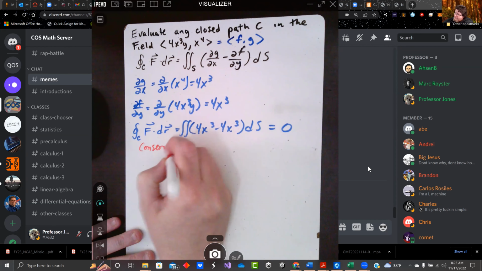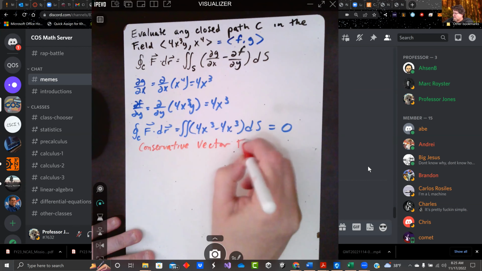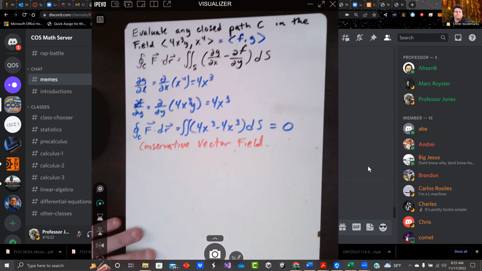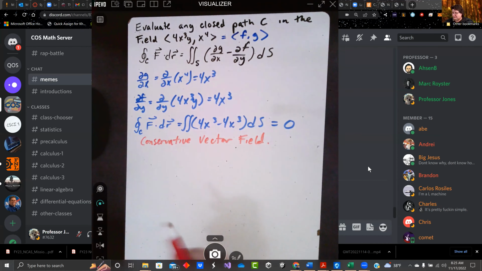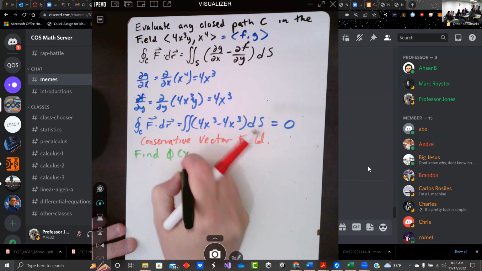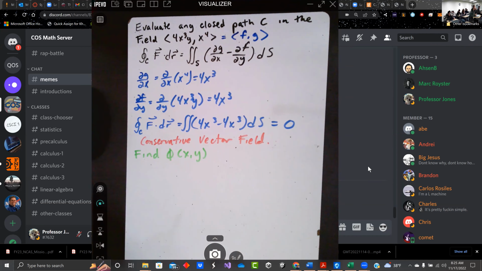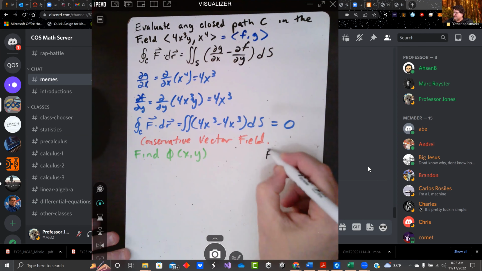So why don't we find the potential function I was just talking about? So find phi is your next task. And if you don't remember the equation, F is the gradient of phi.